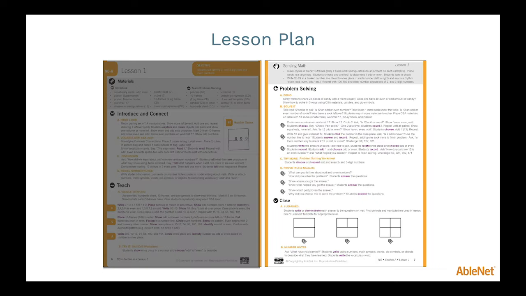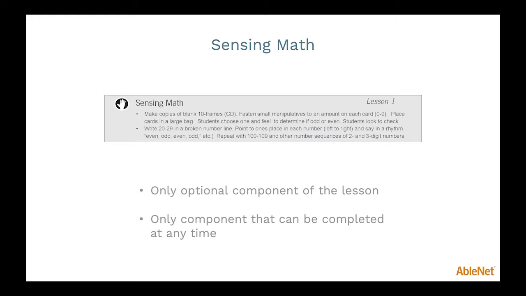The second page of the lesson begins with a sensing math activity, then moves into problem solving, and finally the close portion of the lesson. Looking at the first activity on the second page, Sensing Math comes after the CSA part of the Teach lesson component. It is still considered part of the Teach portion of the lesson, but the unique thing about Sensing Math is that it can really take place at any time during the lesson and can be repeated as often as the teacher feels necessary. This is also an appropriate activity for the paraprofessional to conduct if the teacher chooses.